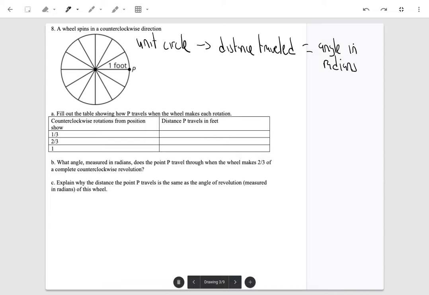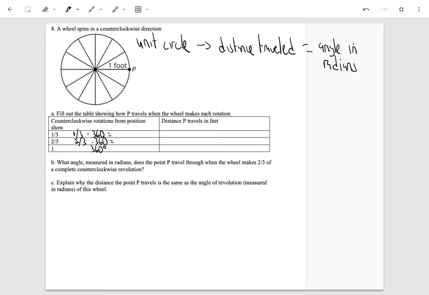So what I'm going to do is first find the angles in degrees and then convert them to radians. If I rotate counterclockwise 1/3 of the way around the circle, what angle am I at? To do this, I need to find 1/3 times 360. To find this angle, I need to do 2/3 times 360. And then one full rotation around the circle would be 360 degrees.